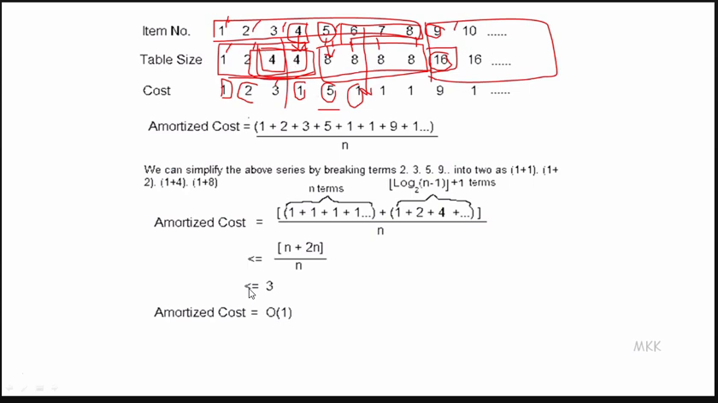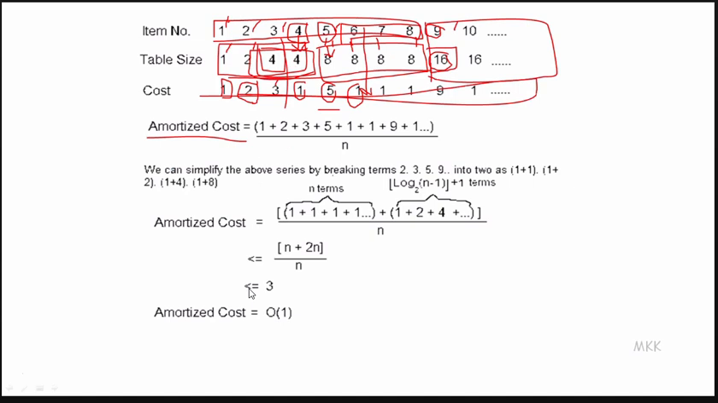So here the amortized cost will be the cost of 1 plus 2 plus 3 plus 5 plus 1 plus 9 plus 1 and so on, divided by n. Whatever the element cost, the effective cost we are taking here, we will add all these things and divide by n. n is the number of elements.